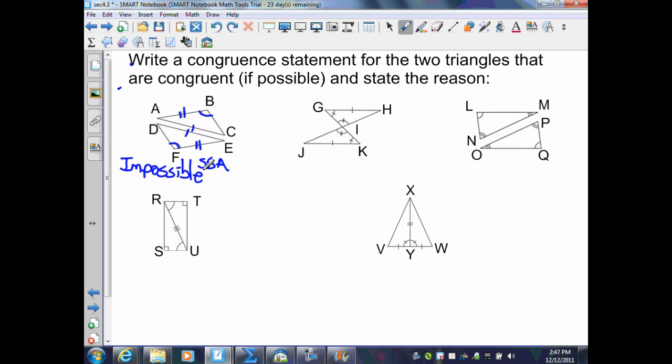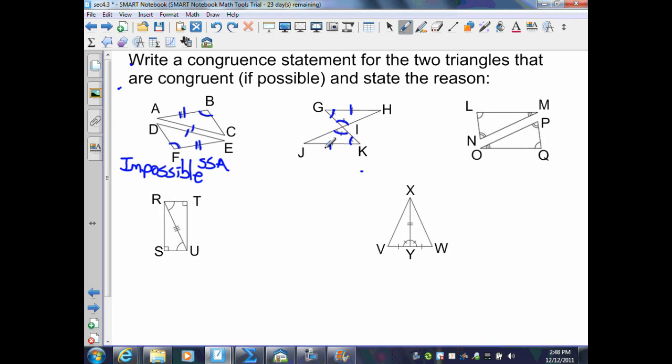definition. On my next example, I'm given angle K is congruent to angle G, and angle JIK is congruent to angle GIH, and we know that because of vertical angles being congruent. And I'm also given that JK is congruent to GH, represented by the single tick.